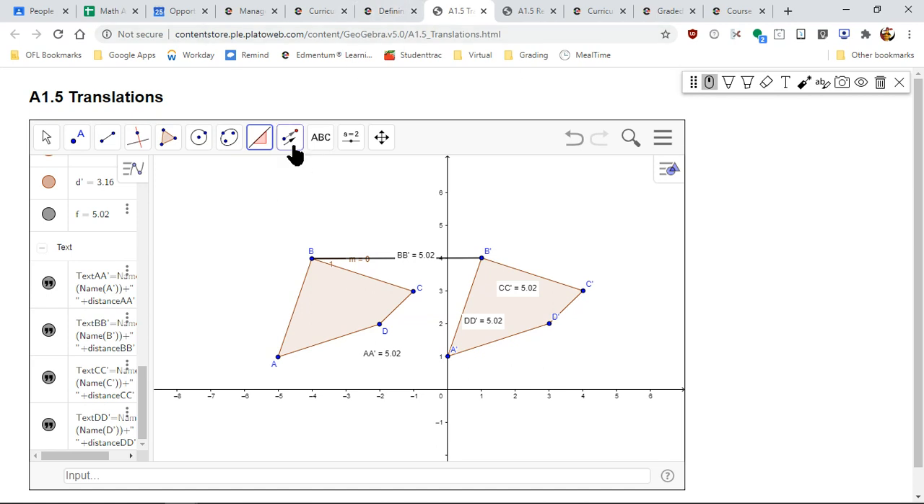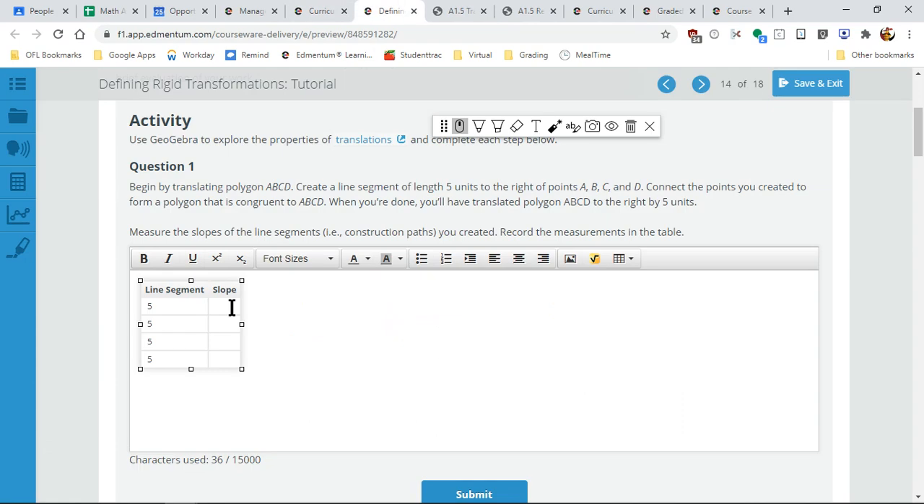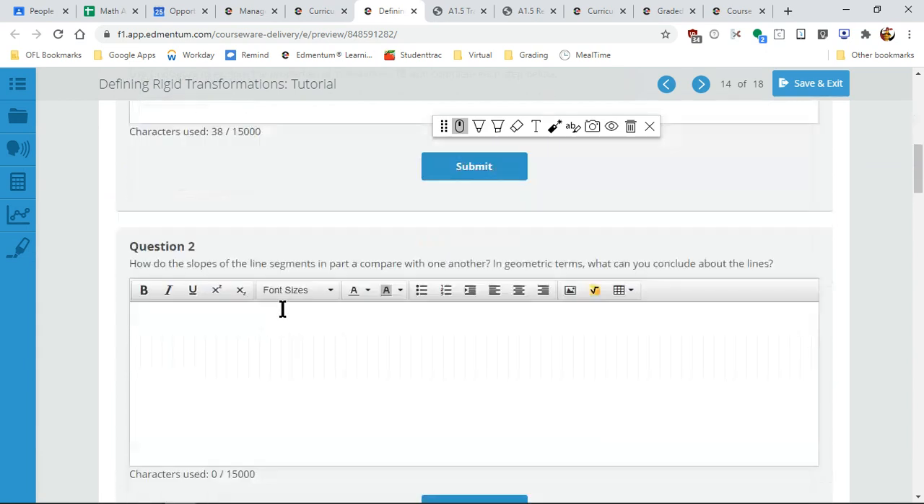So again, you can make your line segments, but I can tell you right now, these are all going to be 0. You can measure them if you want, but I can guarantee you it's all going to be 0 because we didn't do anything. So how do we know about the line segment?